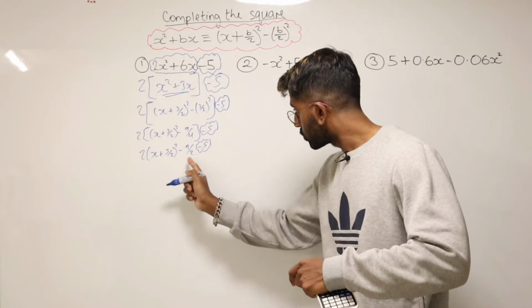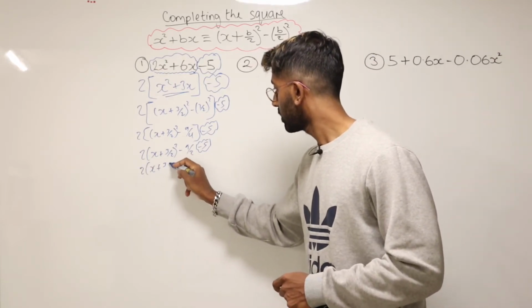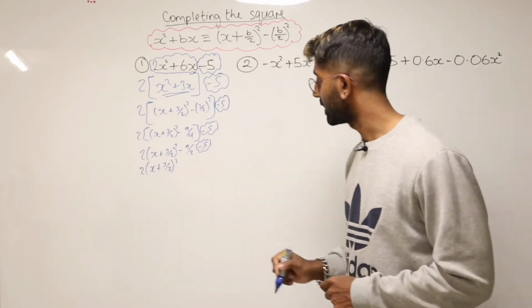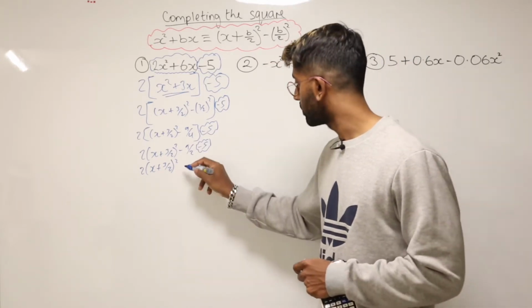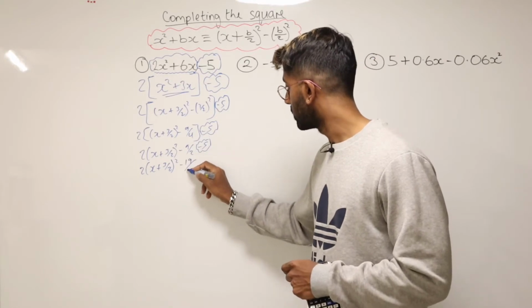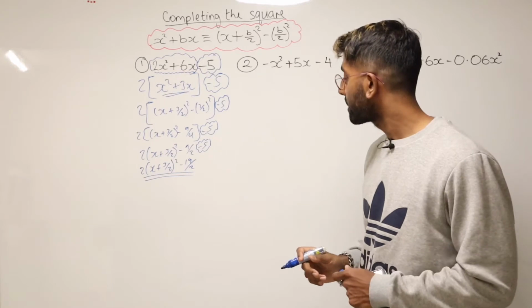Then we can just collect these 2 bits together. So we've got 2 lots of x plus 3 over 2 squared, and then minus 9 over 2 minus another 5. That's going to be minus 19 over 2. And there we go. That's how we leave that one.